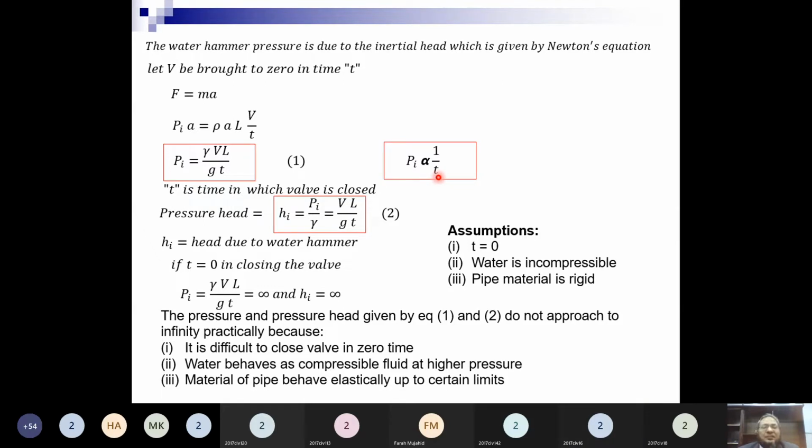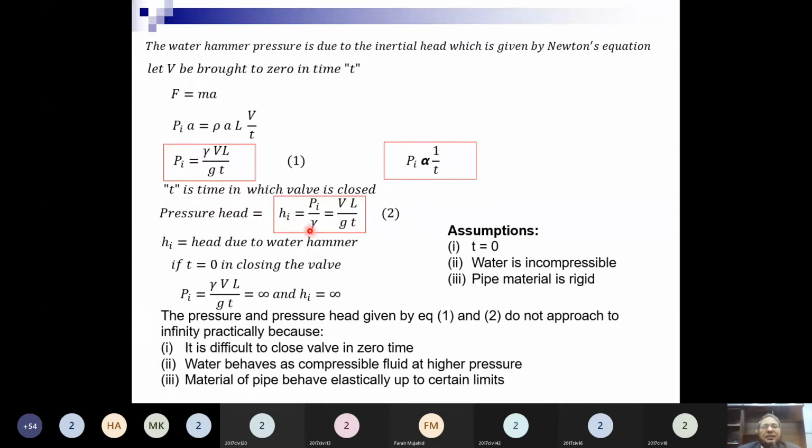Practically some time will be taken to close the valve. Anyway, here I want to just explain that this inertial pressure which will develop in the pipe due to closing of the valve is a function of 1 over T. So then what would be the pressure head? We know the pressure head is simply the pressure divided by gamma.